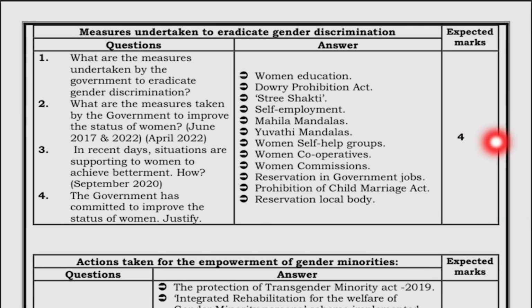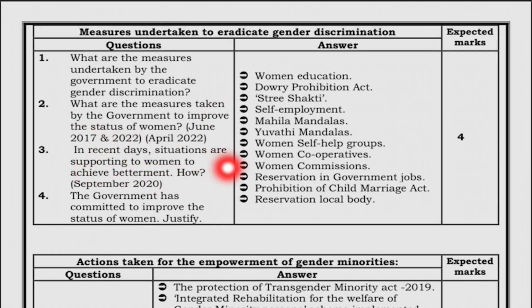Next is a 4-mark expected question. Measures undertaken to eradicate gender discrimination. Very important. What are the measures undertaken by the government to eradicate gender discrimination? What are the measures taken by the government to improve the status of women? It was asked in June 2017 and 22 and also in April 2022.